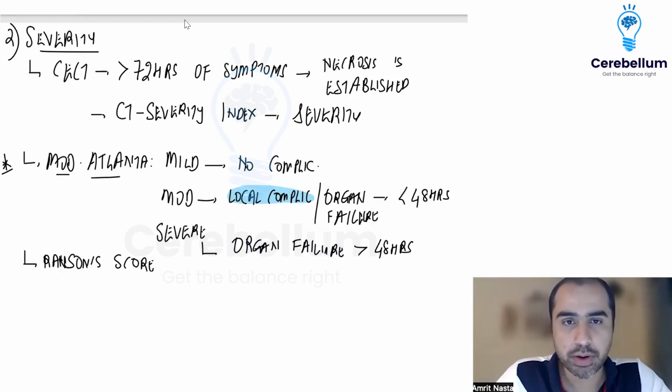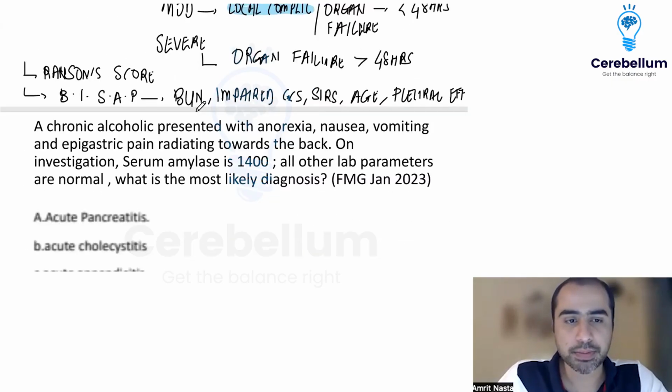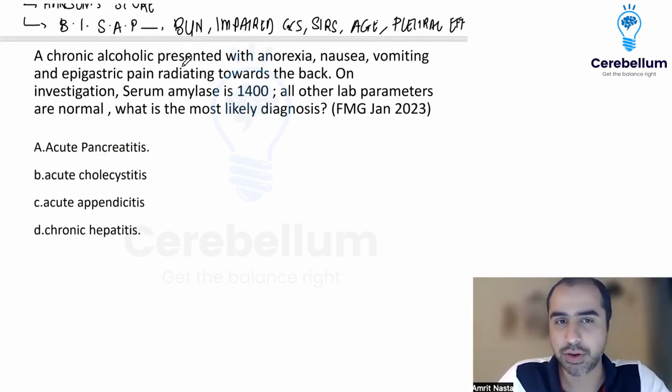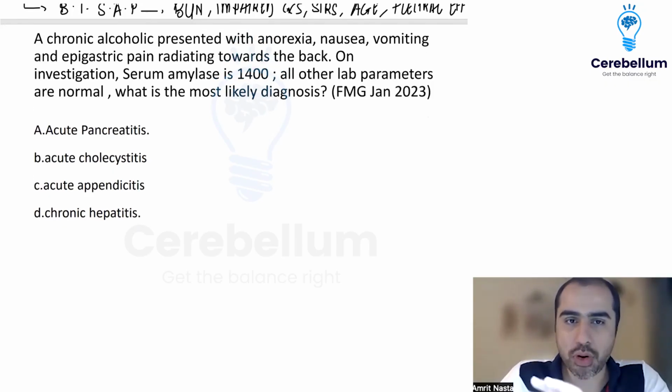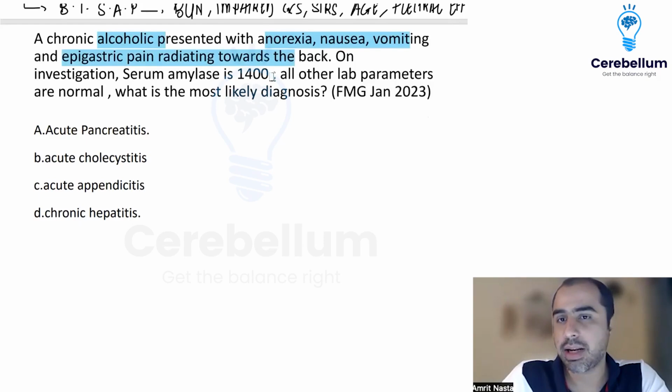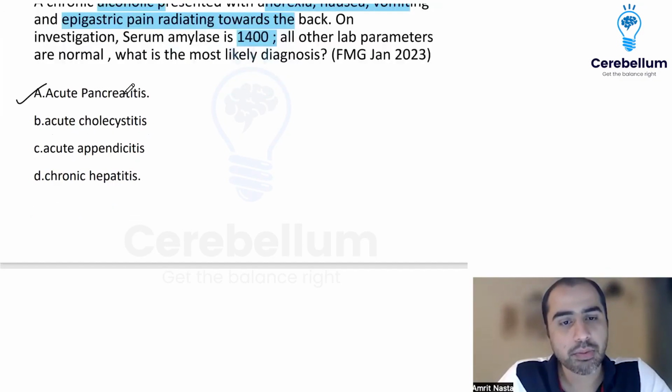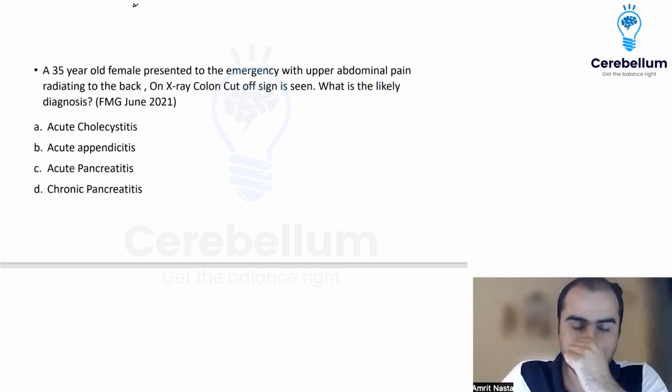Okay. Very good. So now come to this question. Okay, this is easy question since you are seeing the context. But more than that, see the way the question has been put. Alcoholic, nausea, vomiting, epigastric pain radiating to back, and this amylase is elevated. Other parameters are normal. So obviously this is going to be acute pancreatitis. Answer this. I don't know if you've heard of this before. This is again something that used to be asked before. आज के ज़माने में नहीं पूछेंगे.